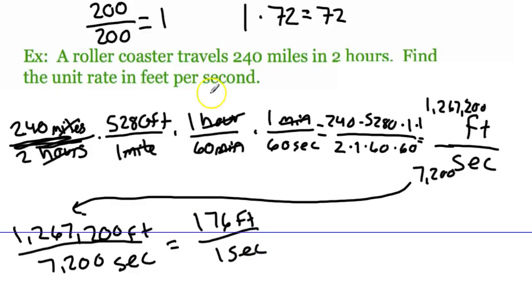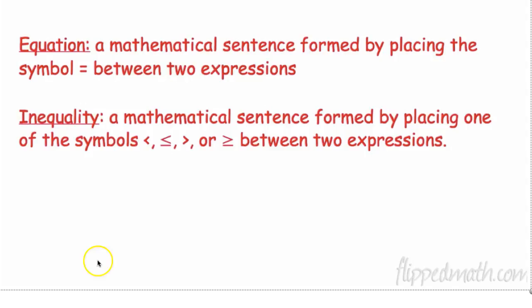So this roller coaster travels 240 miles in 2 hours. That's the same as going 176 feet in 1 second. So now I want you to pause the video and copy down these definitions.